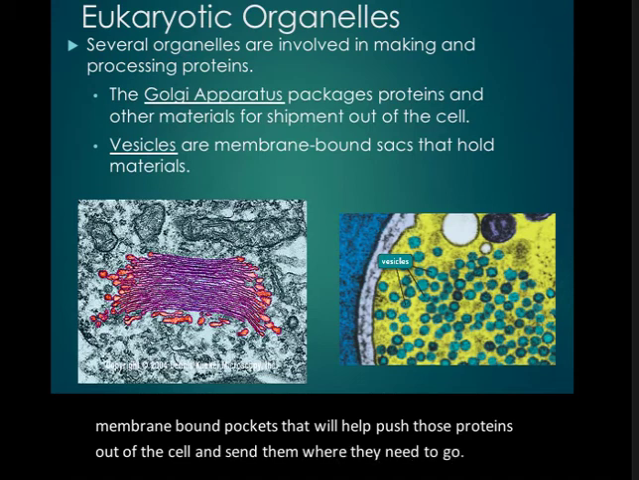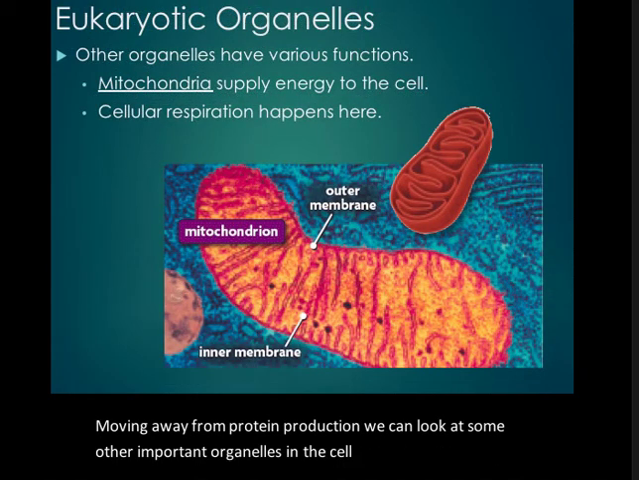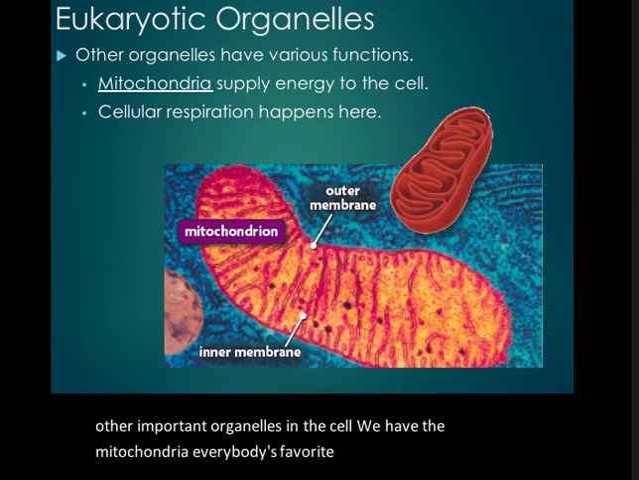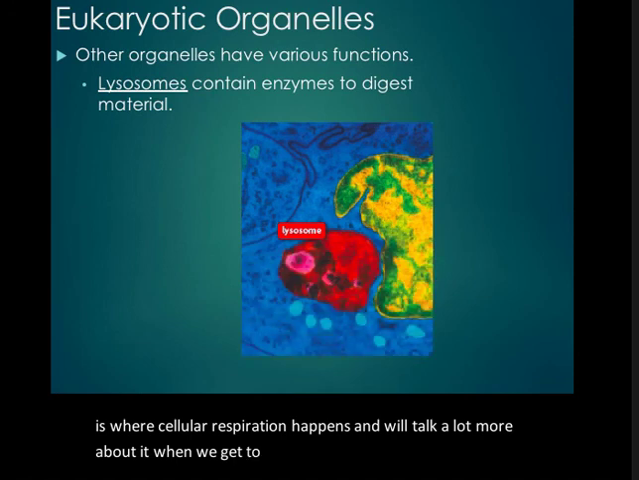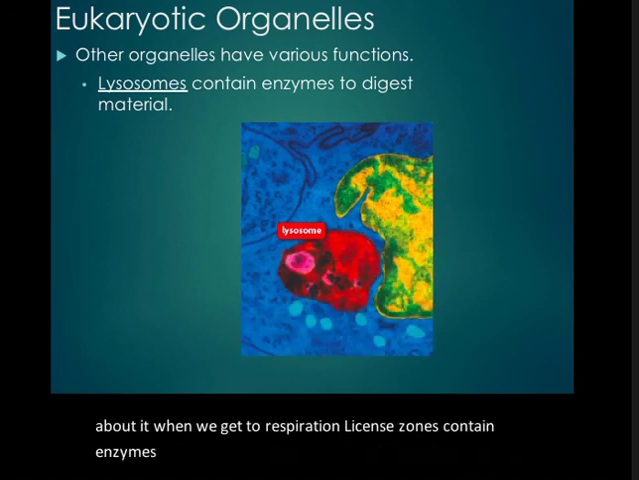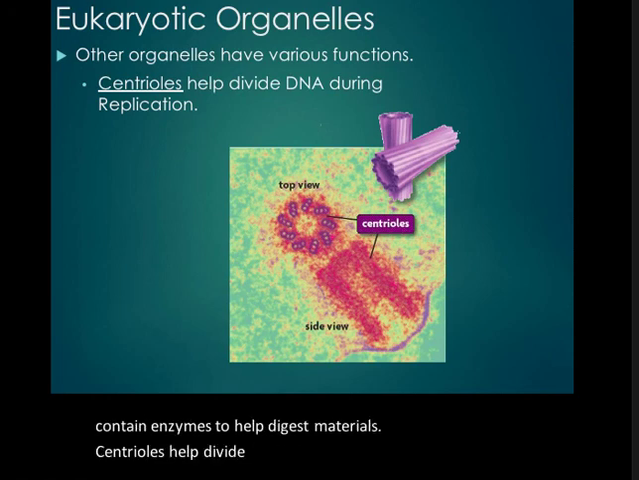Moving away from protein production, we can look at some other important organelles in the cell. We have the mitochondria, everybody's favorite, powerhouse of the cell. This is where cellular respiration happens, and we'll talk a lot more about it when we get to respiration. Lysosomes contain enzymes to help digest materials. Centrioles help divide DNA during replication.